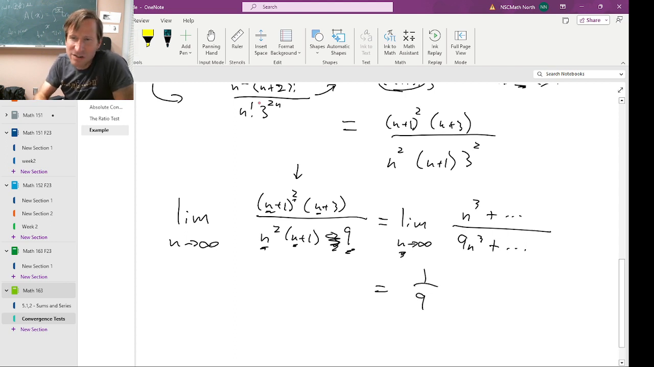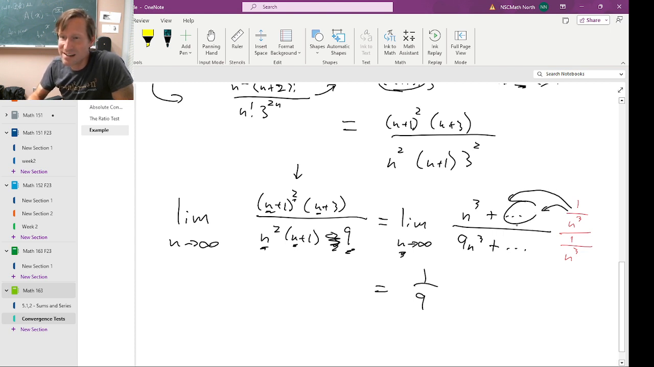Right? And if you don't see why that's true, the trick here is to multiply the numerator and denominator by 1 over n cubed, like this. Right? And when you do that, 1 over 9 pops out. Right? All the lower degree terms, when you distribute this and then take the limit, all these lower degree terms all go to 0. So it's only this first term that really matters. And then when we take the limit, we get 1 over 9.